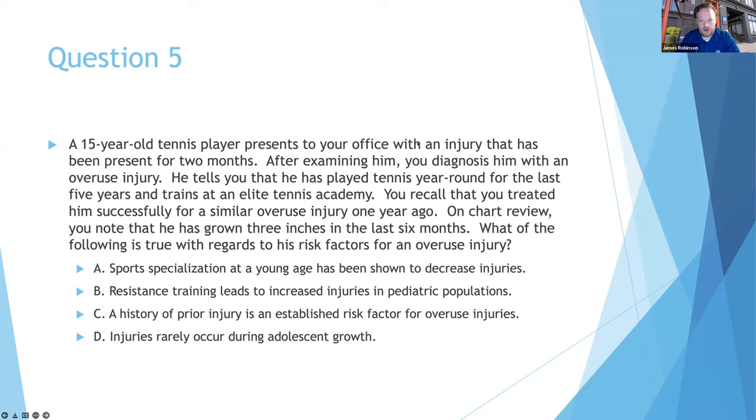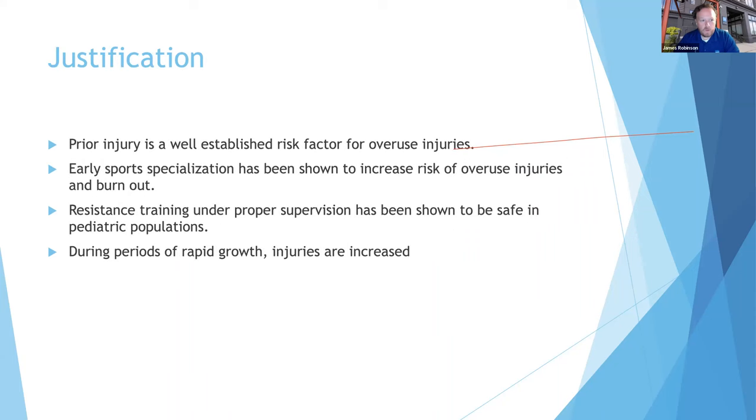Okay, so great, everybody. The vast majority of people got this one. So that is correct. A history of prior injury is an established risk factor for overuse injuries. There's multiple studies that show that prior injury is a well-established risk factor for overuse injuries. Obviously, A is wrong because we know early sports specialization has actually been shown to increase the risk of overuse injuries and increase the risk of burnout.